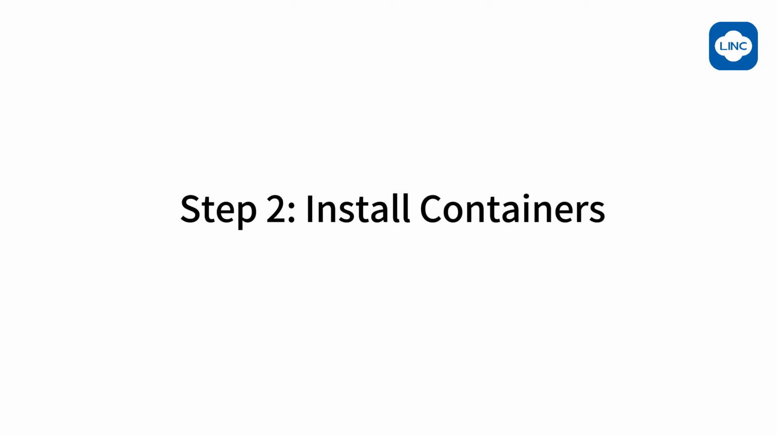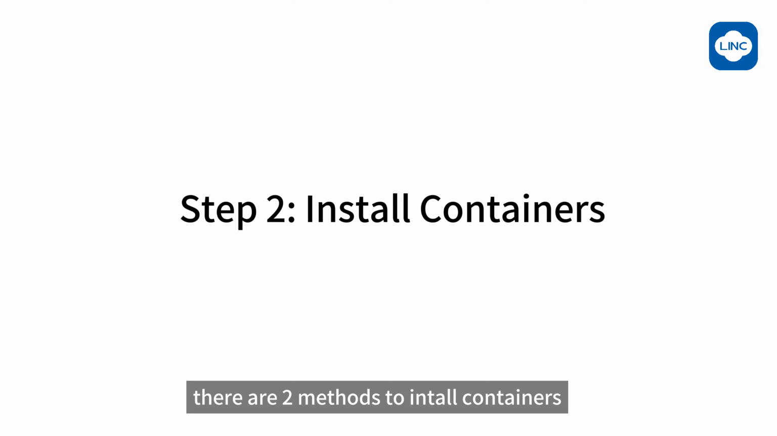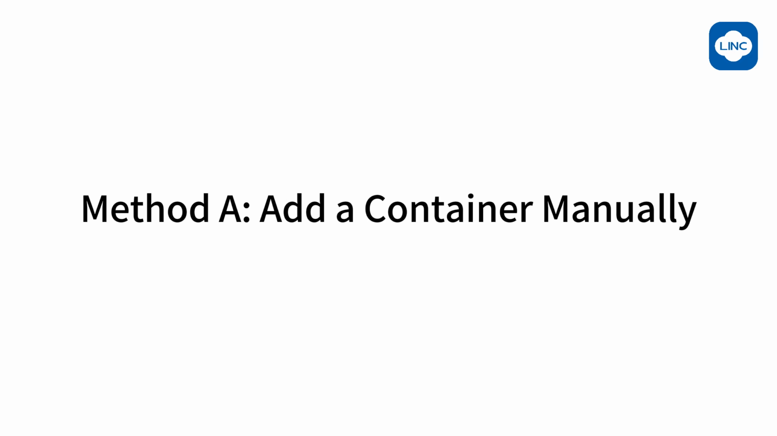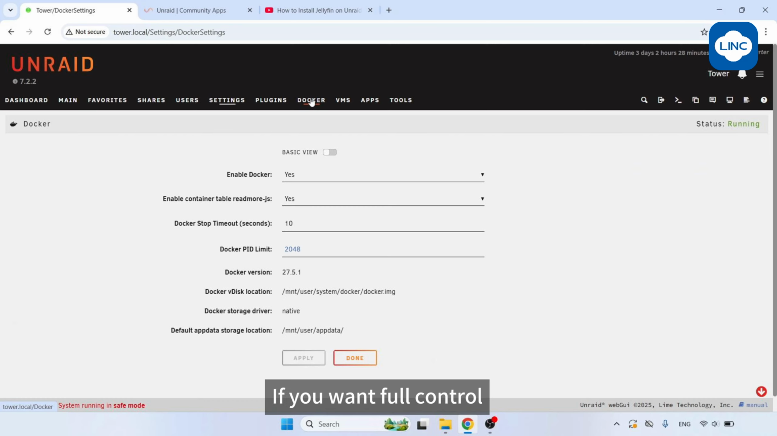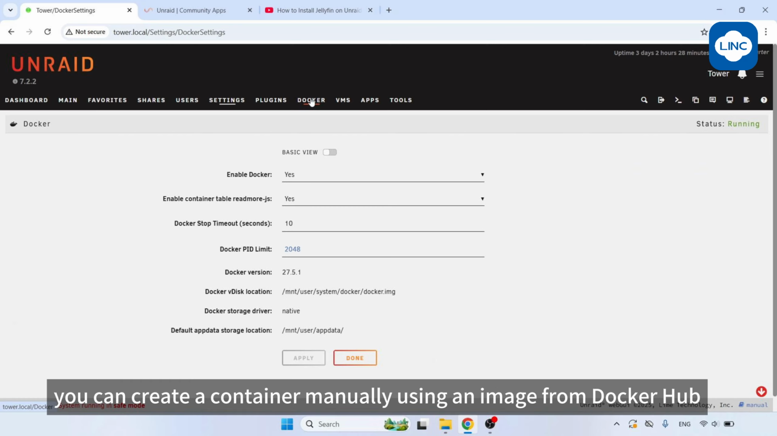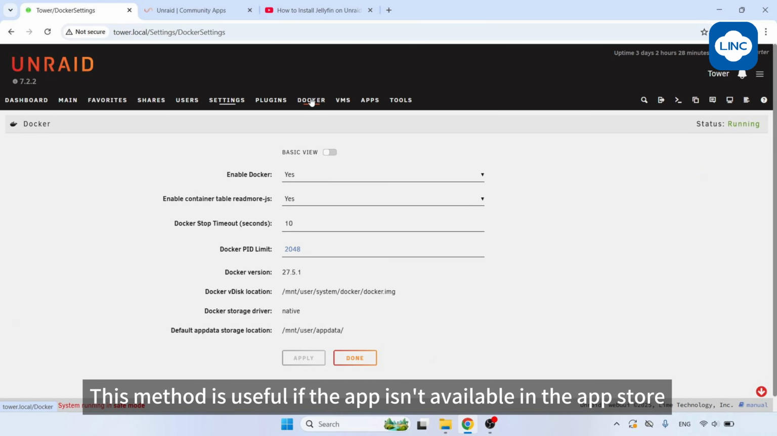Step 2. Install containers. There are two methods to install containers. Method A. Add a container manually. If you want full control, you can create a container manually using an image from Docker Hub. This method is useful if the app isn't available in the App Store.